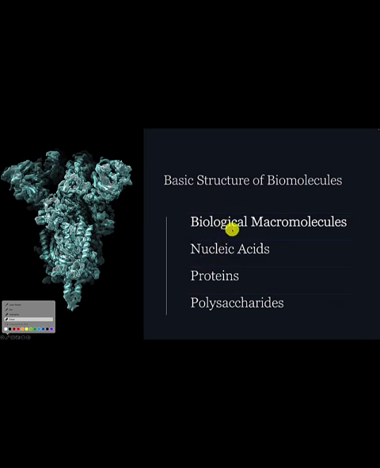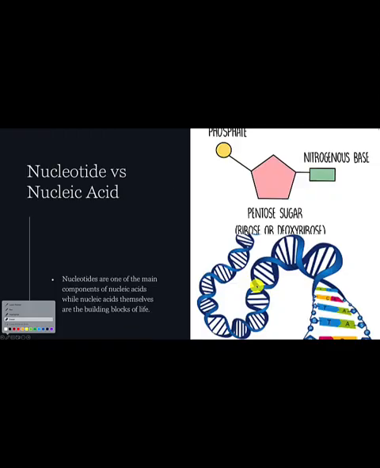So again, basic structures can lead to macromolecules. Nucleic acids can lead to DNA, amino acids can lead to protein, and single sugars can lead to polysaccharides, right? So we go from small to large: nucleic acids to DNA, amino acids to protein. Individual small sugars can lead to polysaccharides, which will make bigger, more complex structures.